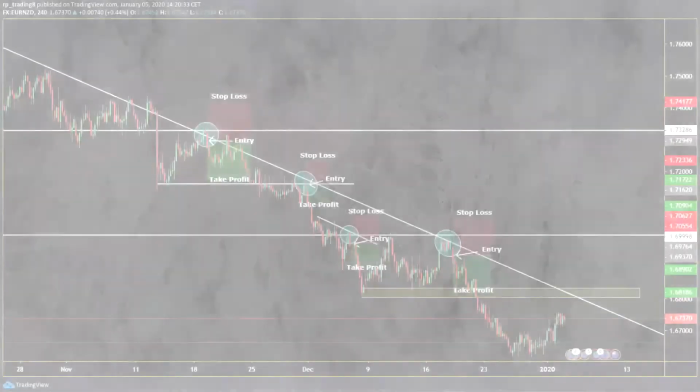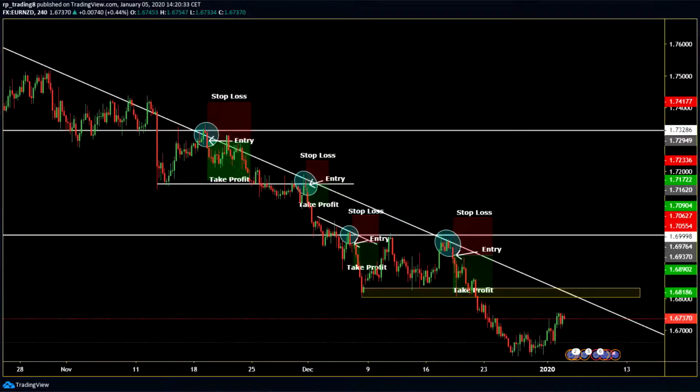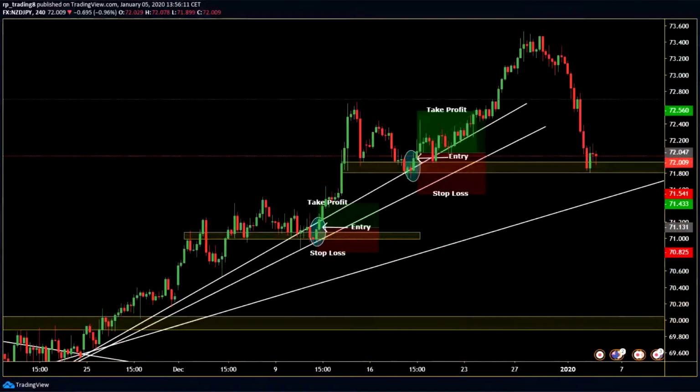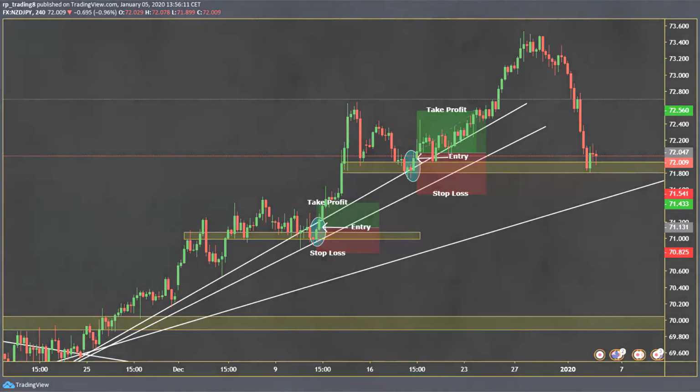Take a look at the entries on Euro, New Zealand dollar. You always want to use trends in confluence with horizontal levels. Here's another example on the New Zealand dollar JPY. Whenever you draw trend lines, draw them wherever they make the most sense to you. If it is too confusing, delete the trend line, go to another pair, and do not trade the pair, because the best trades you're going to get are the trades that are going to be so easy to see.